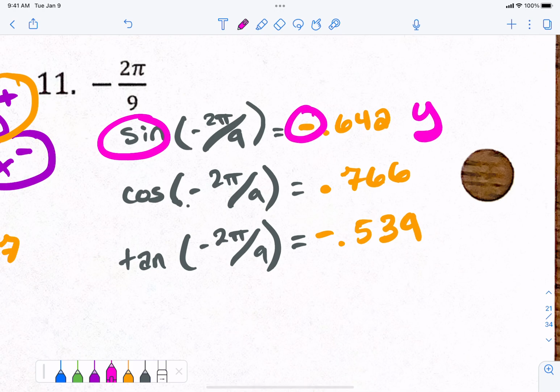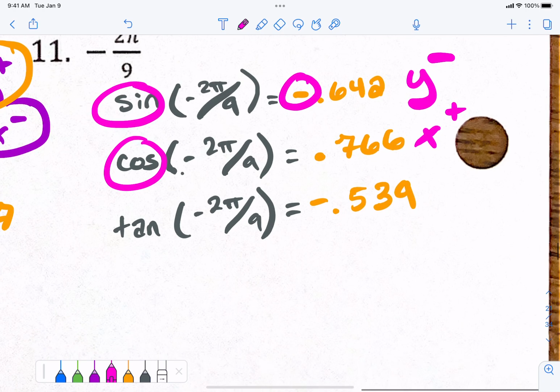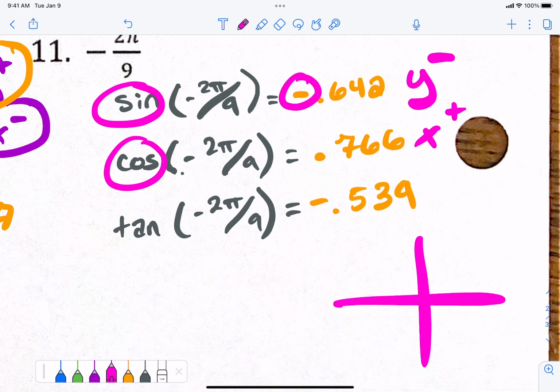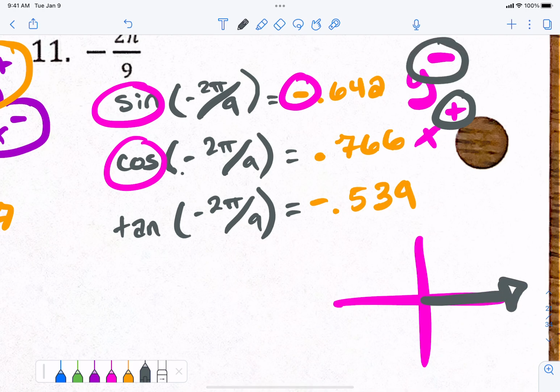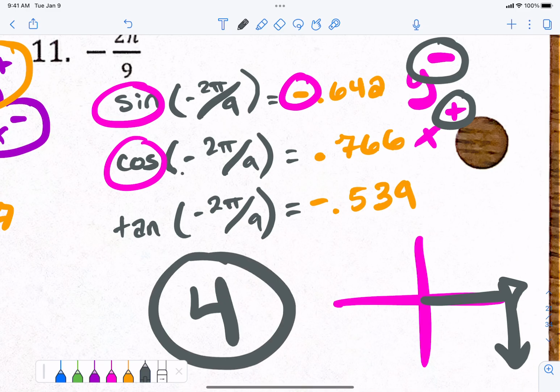Y, and the y coordinate is negative. Cosine is x, and the x coordinate is positive. So if I'm thinking quadrants, x positive means we're going to the right, right? And then from there, where are we going? Down. Down, because the y is negative, so we're in quadrant 4. That's what it's saying, right?